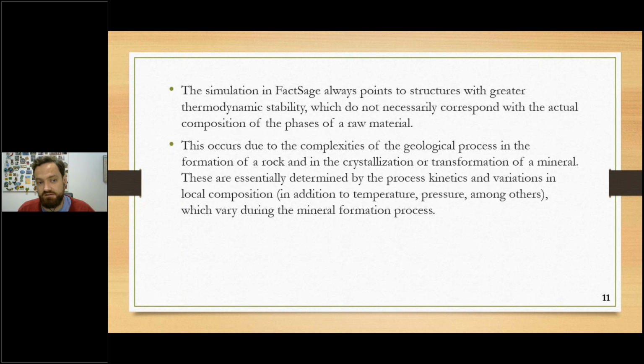The simulation in FactSage always points to structures with greater thermodynamic stability, which do not necessarily correspond with the actual composition of the phases of a raw material. This occurs due to the complexities of the geological process in the formation of a rock and in the crystallization or transformation of a mineral. These are essentially determined by the process kinetics and variations in local composition, in addition to temperature, pressure, among others, which vary during the mineral formation process.